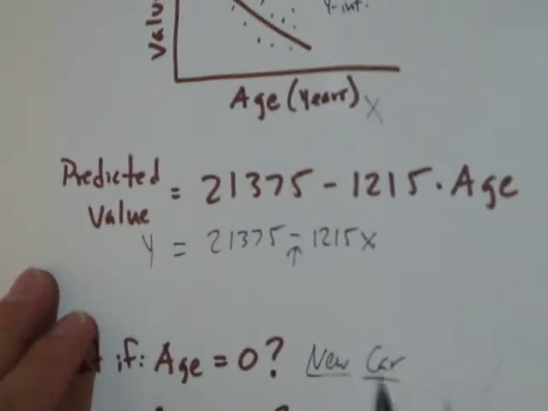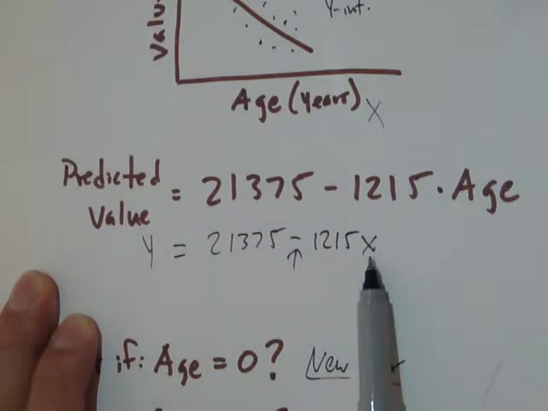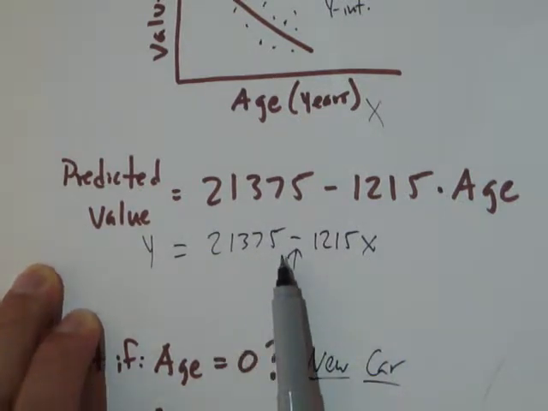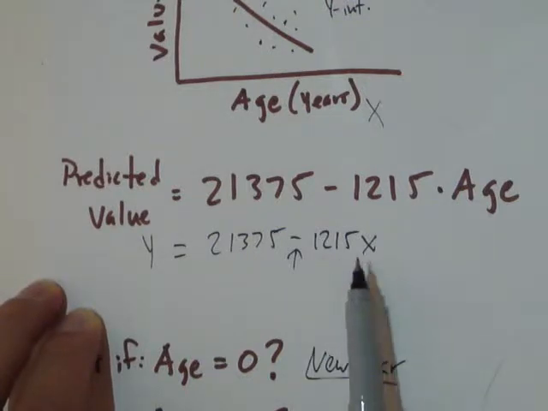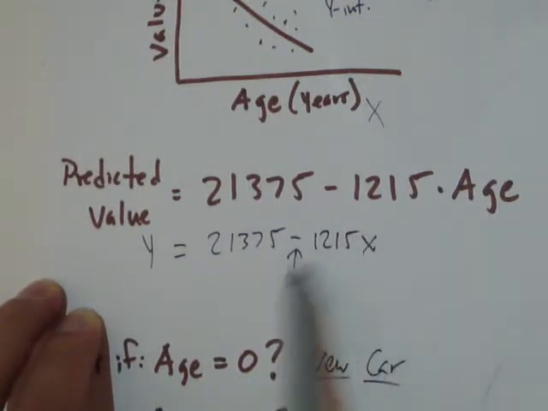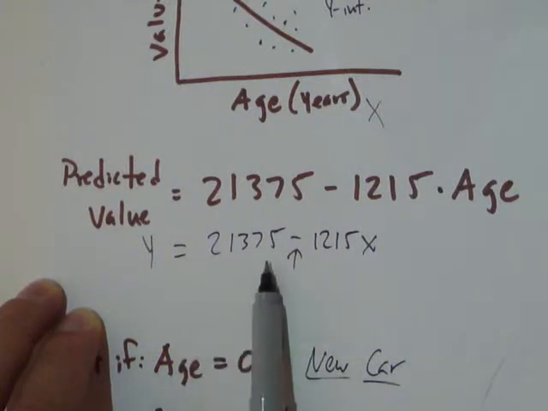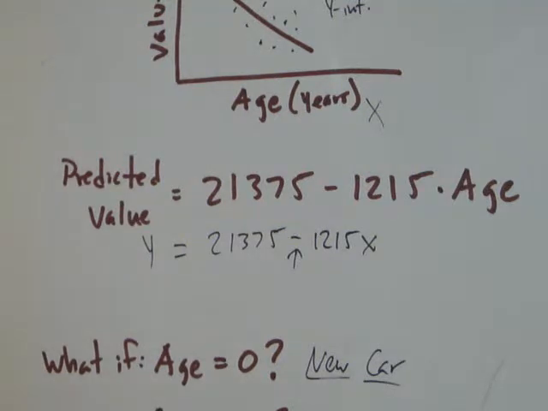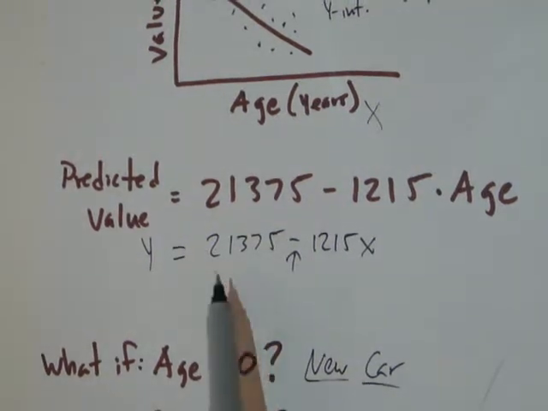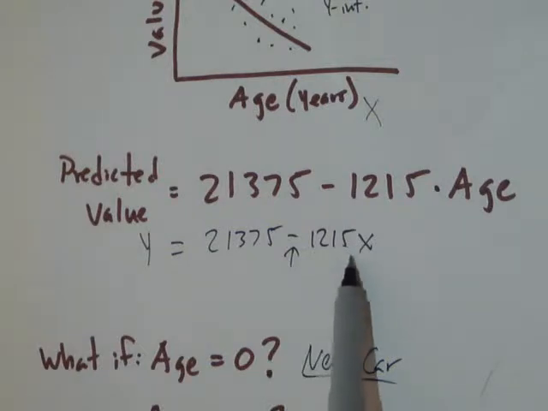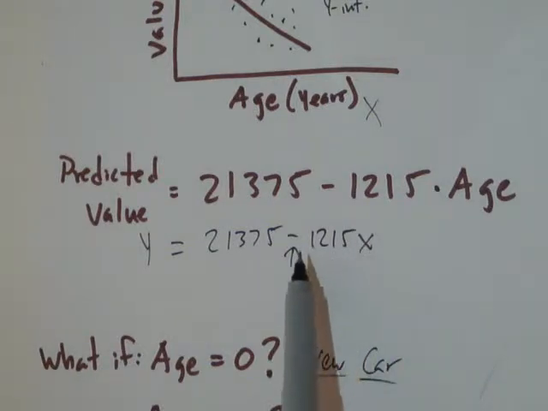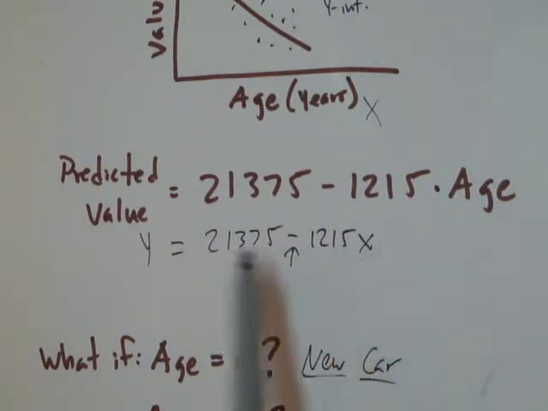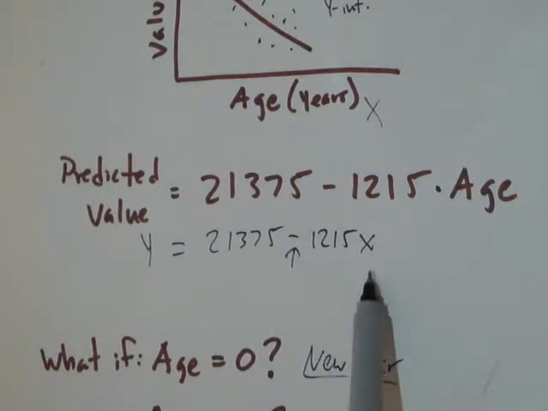If we plugged 0 into this equation and did the math, we would have 21,375 minus 1215 times 0. So this term would go away, and we'd be left with just 21,375. This value is what the book will sometimes refer to as the initial value. It starts off at this value, and then every year, as this number increases, we subtract this 1215 more and more times. If we subtract it 0 times, we just get our original value of the car before it started to age.